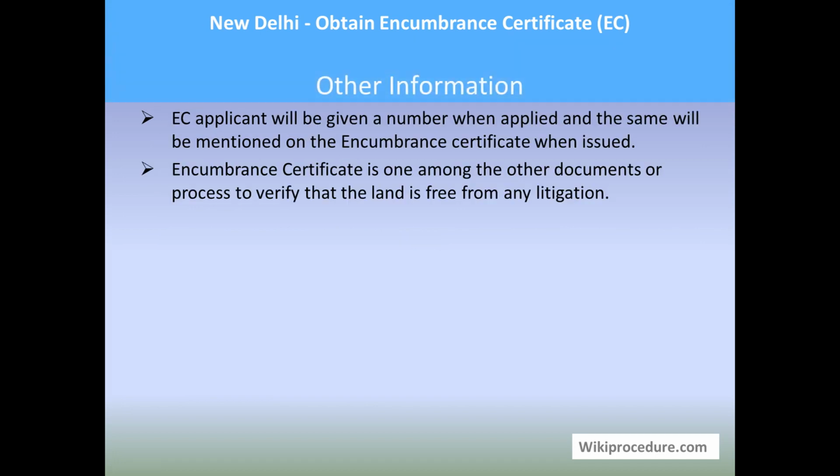Other information: easy application. The applicant will be given a number while applying. This number will be mentioned in the encumbrance certificate when it is issued. The encumbrance certificate is one among the other documents used in our process to verify that the land is free from any litigations. Hope this video helped you.